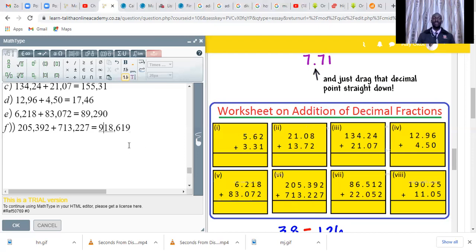Now after that, the thing we want to look at is part 7. Yes, part 7. In activity 1, part 7, we are going to be adding, well, what are we adding? We are adding 86.512.